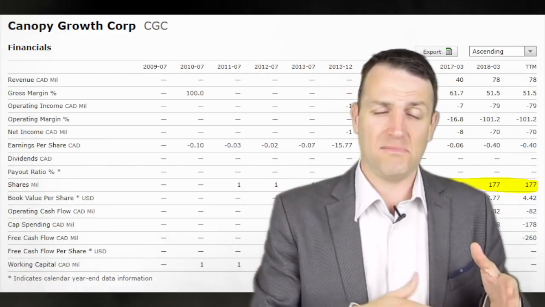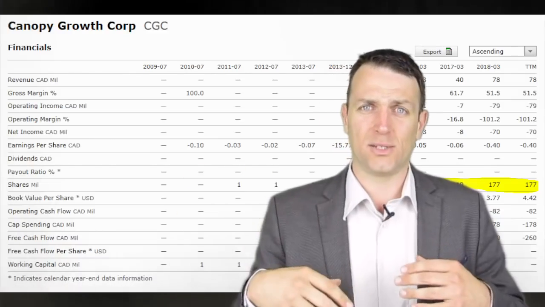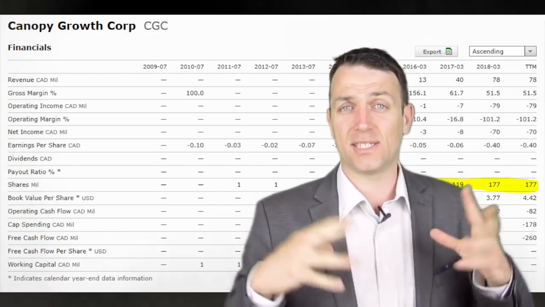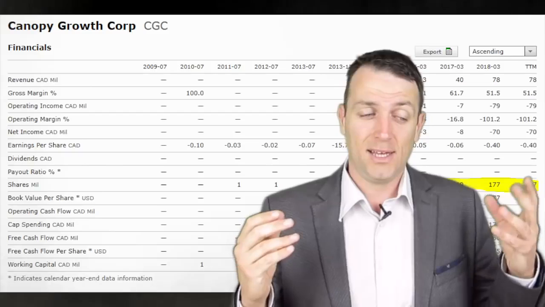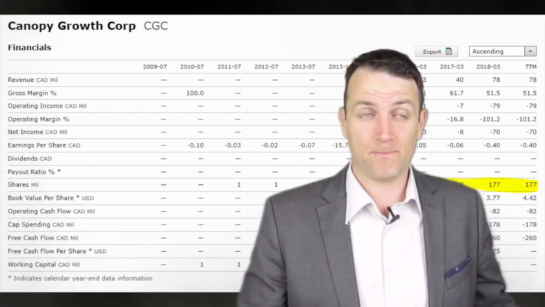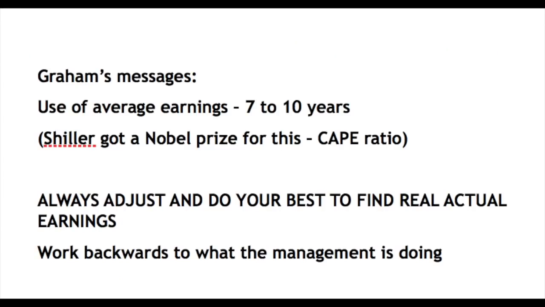When things go well, perhaps investors also don't want to bother with all those details and they invest for something in the future that might happen. For me, it's simply too risky. Graham's message is always to use average earnings of 7 to 10 years because that's the only way to see what's really going on with the company. Always use a long-term perspective. It's interesting that Shiller got a Nobel Prize for this. He probably just copied Graham. And always adjust and do your best to find real, actual earnings.